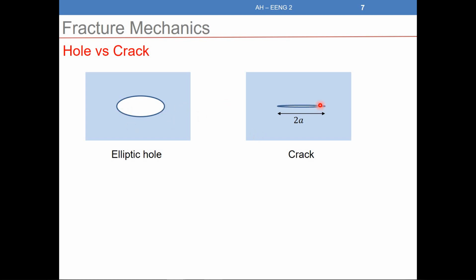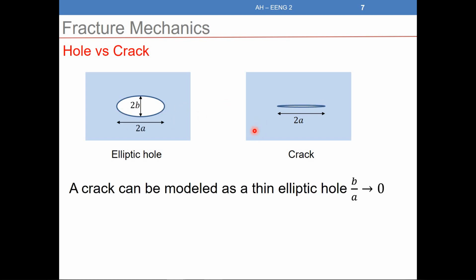Now, before we study the crack, we need to understand how we model the crack. What is the difference between this curve, with this shape here, and this shape? As you can see, this shape can be modeled as an elliptic hole with b tending to 0. So if b is very small, we'll have a very thin elliptic hole. So the crack can be modeled as a thin elliptic hole. So when b over a, when b is very small compared to a, the elliptic hole will become a crack.